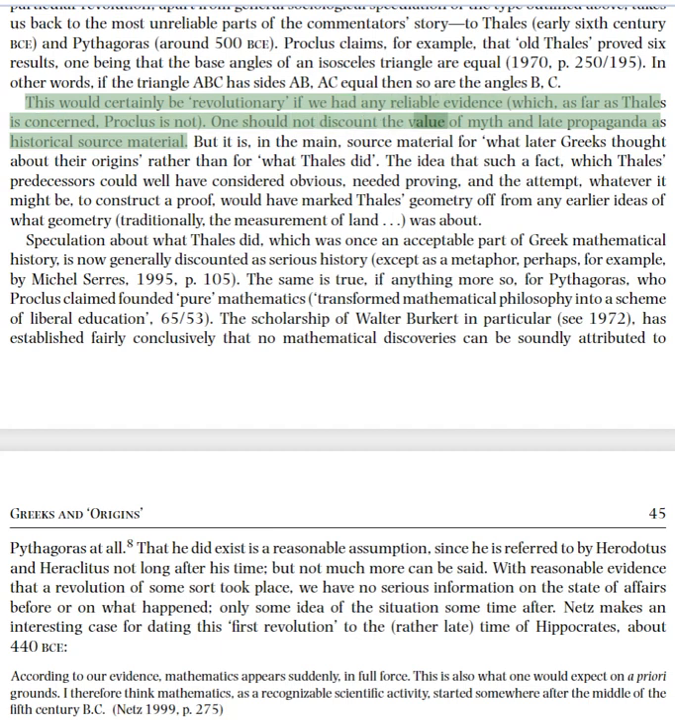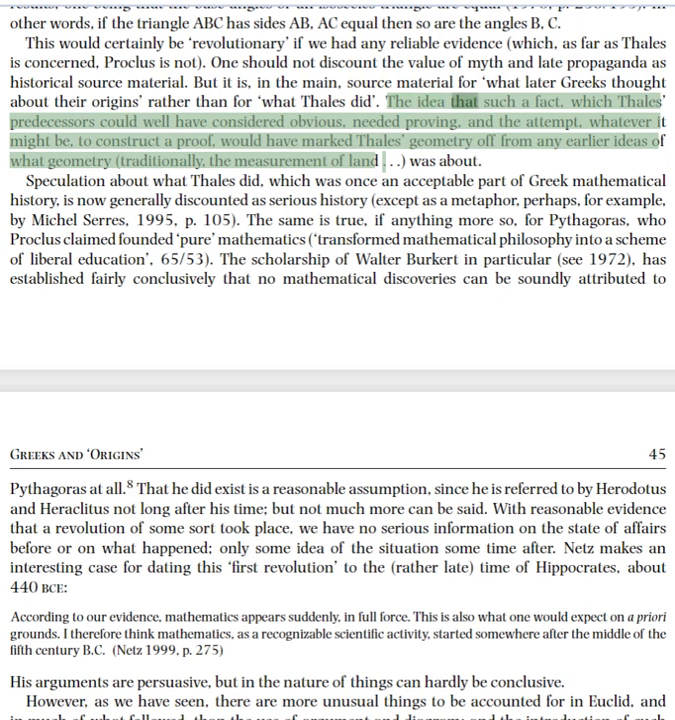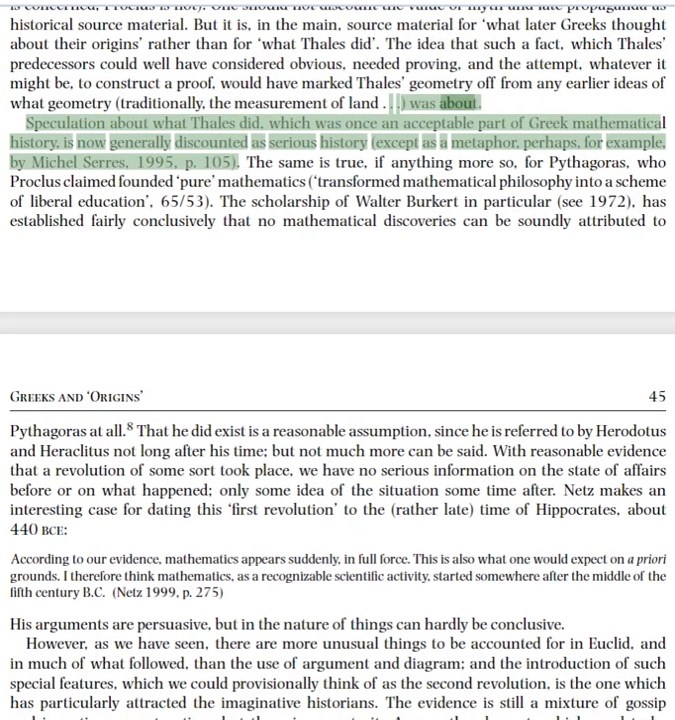One should not discount the value of myth and late propaganda as historical source material. But it is, in the main, source material for what later Greeks thought about their origins rather than for what Thales did. The idea that such a fact, which Thales' predecessors could well have considered obvious, needed proving, and the attempt, whatever it might be, to construct a proof, would have marked Thales' geometry off from any earlier ideas of what geometry, traditionally the measurement of land, was about.